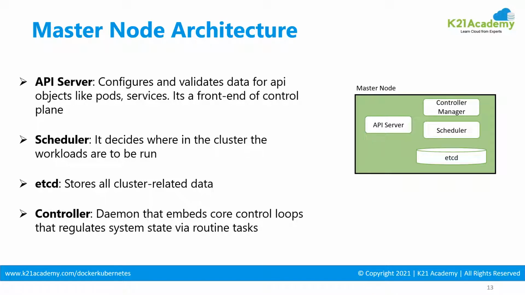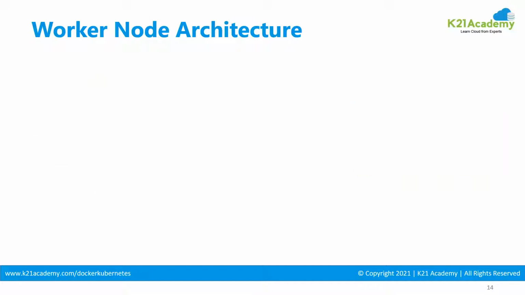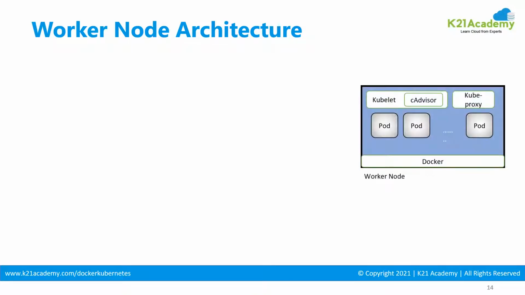And there are the controllers. These are the different controllers which keep track of all the pods, such as the replication controller, which takes care of how many replicas need to be maintained. If something goes wrong, the controllers are responsible for recreating the pods again. So this is the master node architecture. Let me run through the worker node architecture also quickly, guys.